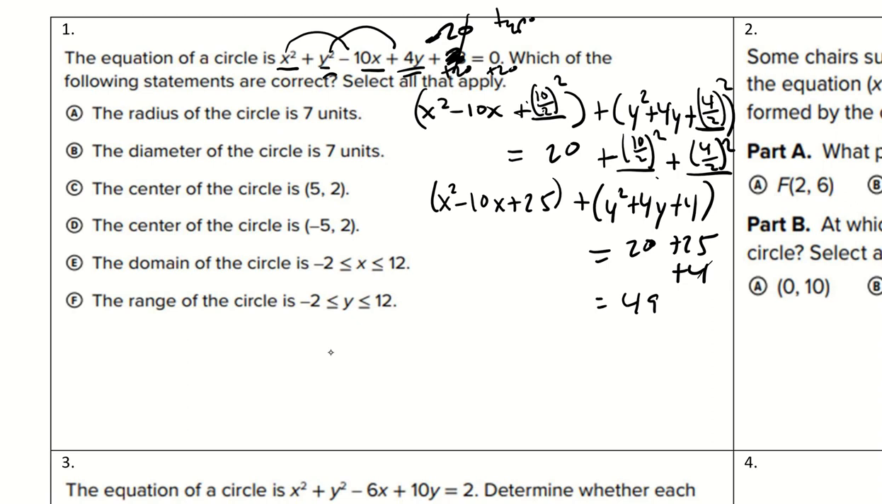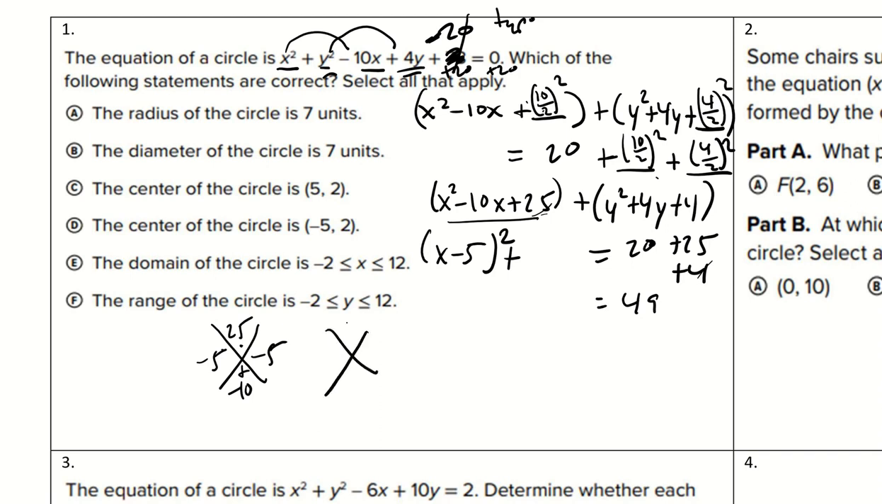All right. And then to factor this out, we need two numbers that multiply to 25 but add up to negative 10. That's going to be negative 5 and negative 5. So multiply to 25, add to negative 10. So it's going to be x minus 5 times x minus 5, which is to the second power. And then this one is two numbers that multiply to 4 but add to 4, which is 2 and 2. So it's going to be y plus 2 squared.